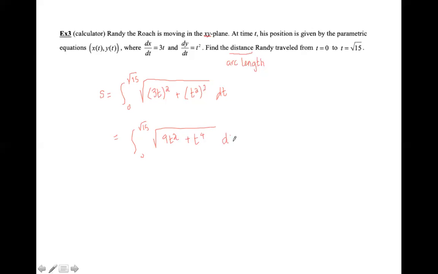So grab your calculator, set up the integral, and hopefully you should get that the distance Randy travels from t equals 0 to t equals 15 is, and I think I did it by hand here, I didn't use a calculator, and I got 16 root 6 minus 9, which using your calculator is about 30.192. Okay, so this was a calculator question, but it wasn't that hard to find that integral either. All right, let's look at our next example.